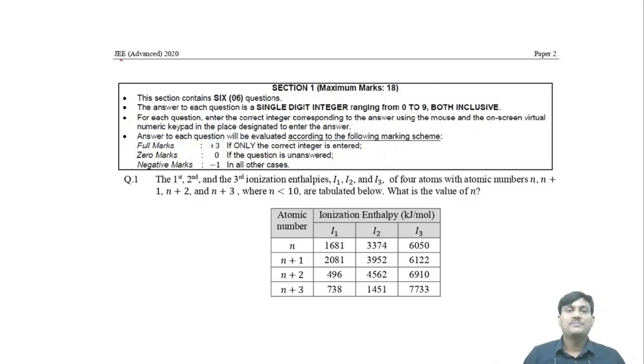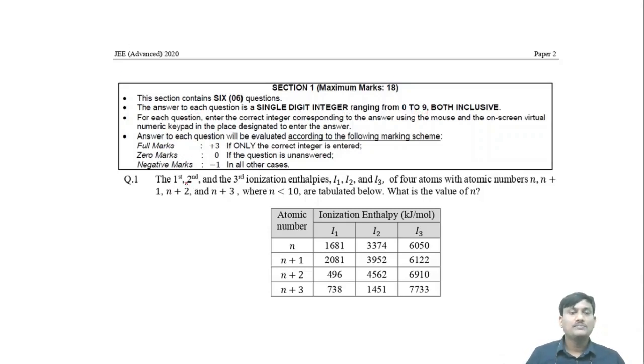Dear students, in this video we will discuss JEE Advanced 2020 Chemistry Paper 2. In this paper we have 3 sections. In the first section the maximum marks will be 18 marks and this section contains 6 questions. The answer to each question is a single digit integer ranging from 0 to 9.